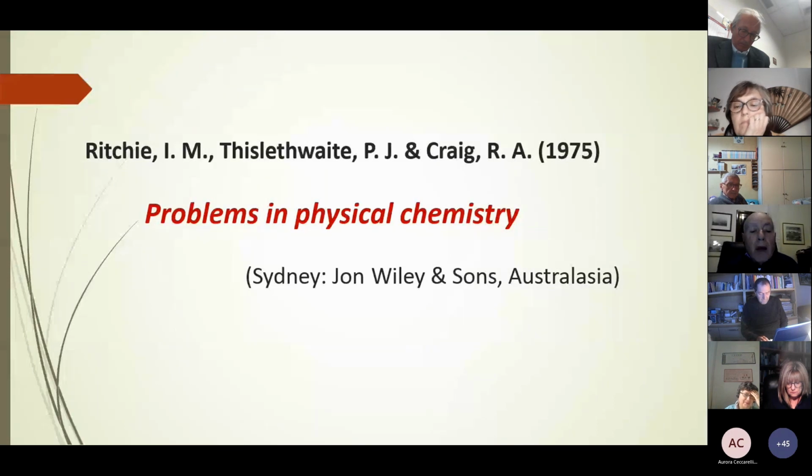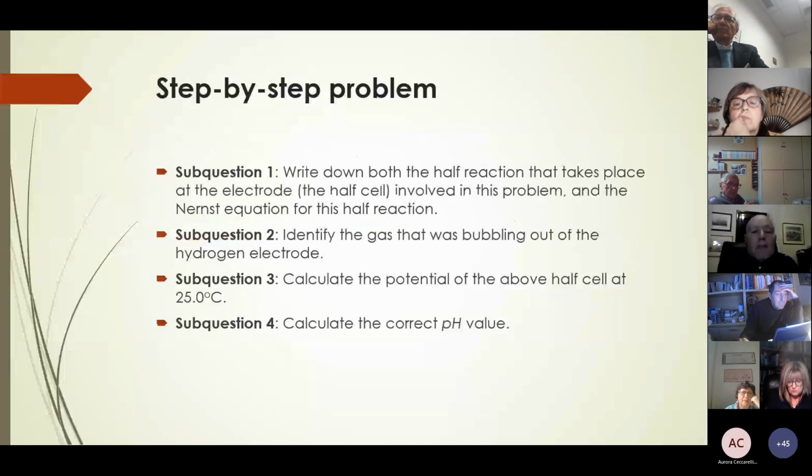This problem and many similar problems were taken from the book Problems in Physical Chemistry, an old book which has a quite good collection of this kind of demanding physical chemistry problems. The step-by-step problem has the problem split in sub-questions. In this particular case, we have 4 sub-questions.